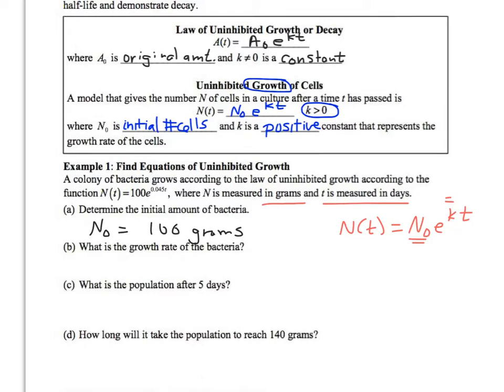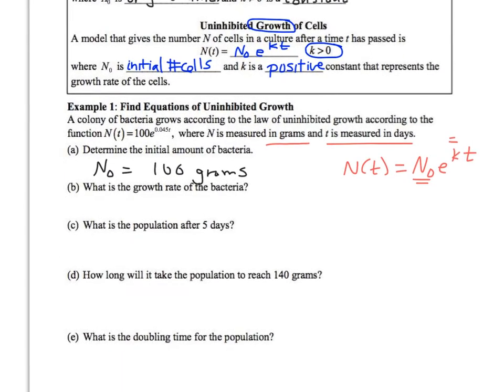Now, for uninhibited cell growth, we can talk about the growth rate. Growth rate is simply going to be, in our case, k. So k is 0.045, which as a percentage is 4.5%. So that's the growth rate.